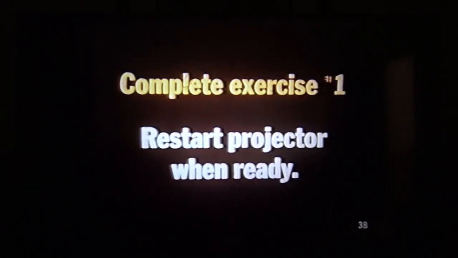Review the preceding information by completing exercise number 1 in your reference guide. Start the projector when you have finished.